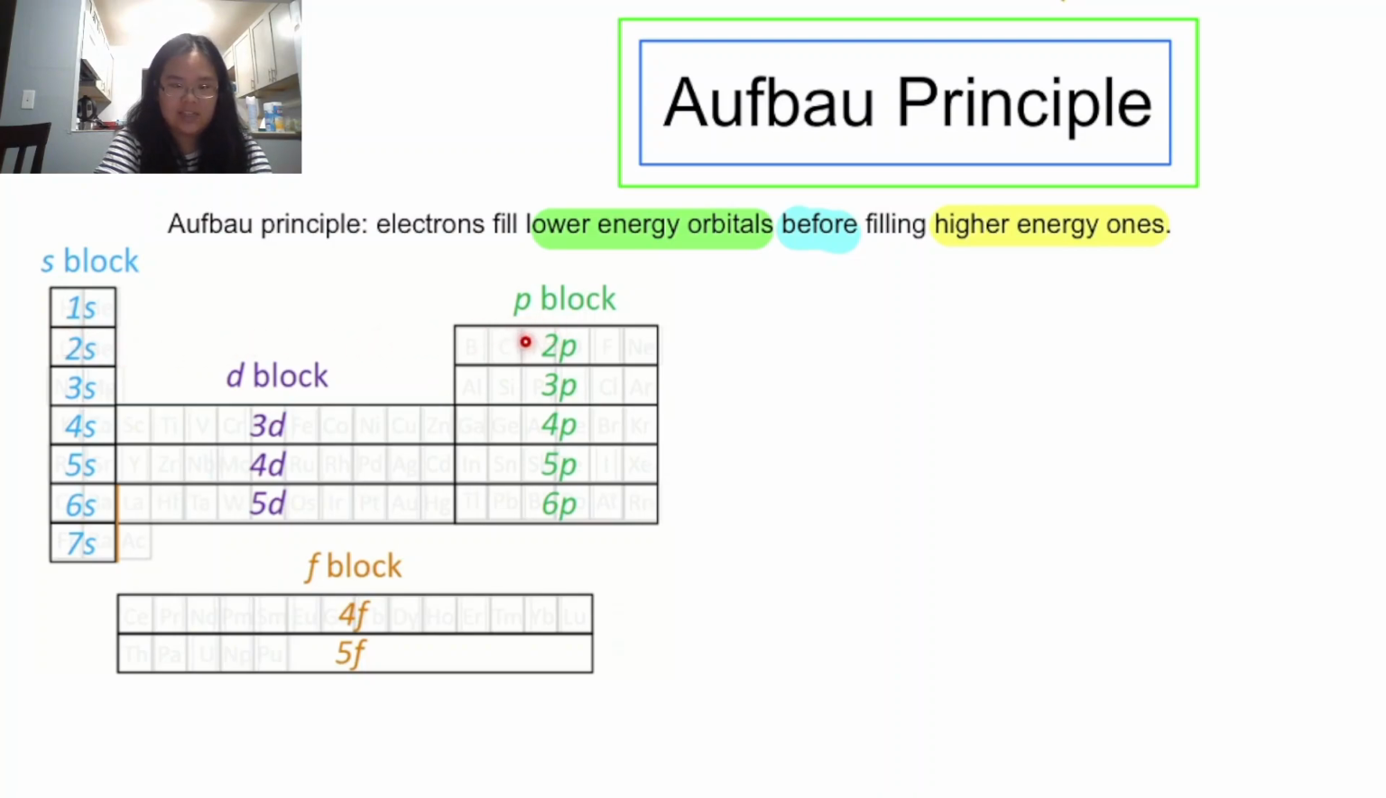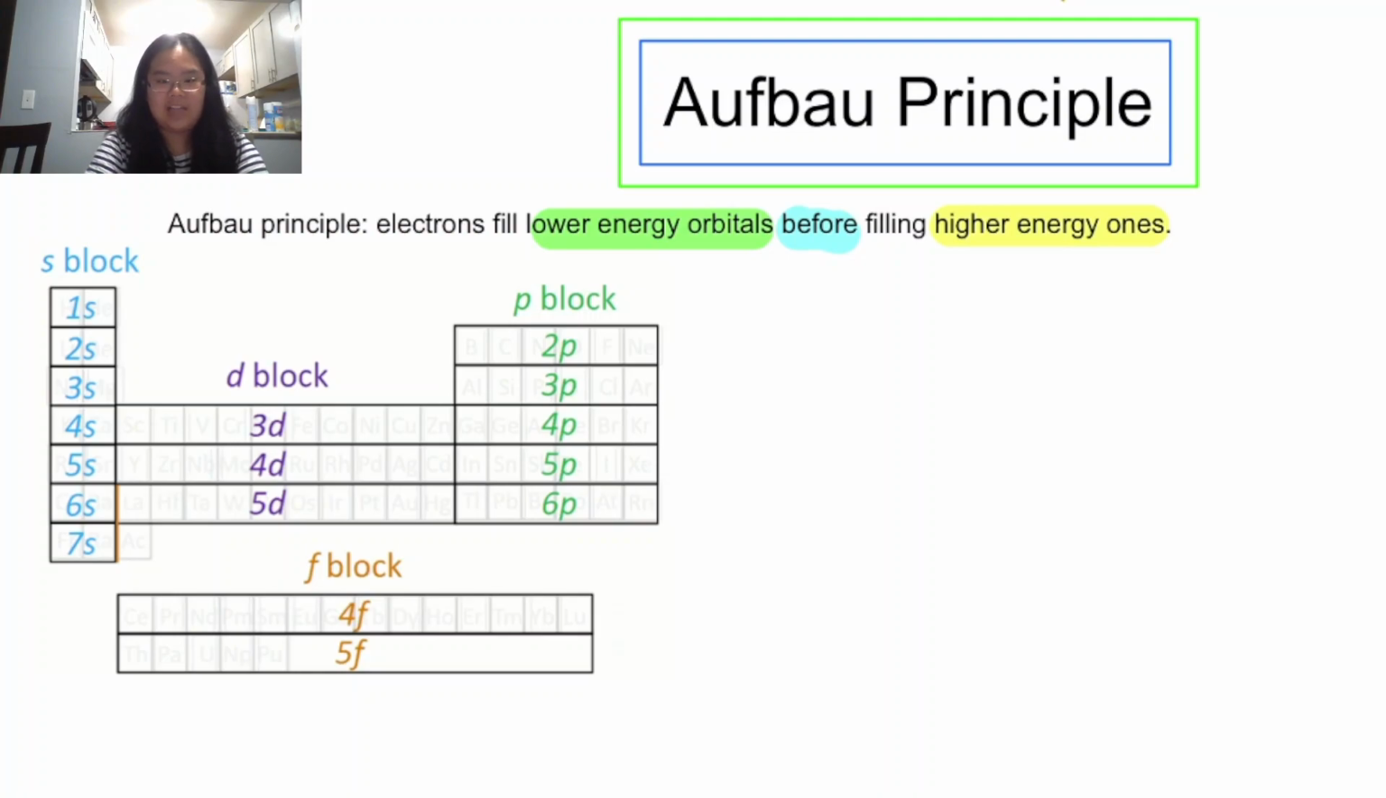Then 2p is the next lowest energy orbital, and then 3s, then 3p, then 4s, then 3d, then 4p, and so on. Based on the Aufbau principle, lower energy orbitals are filled first, which means 1s is filled first, then 2s, then 2p, and so on and so forth. And 5f, which is the highest energy orbital, will be filled last.